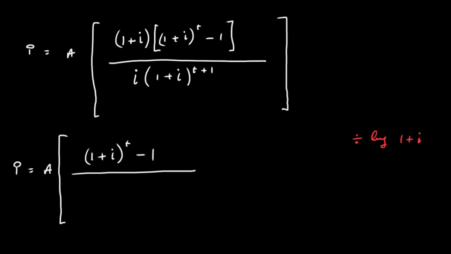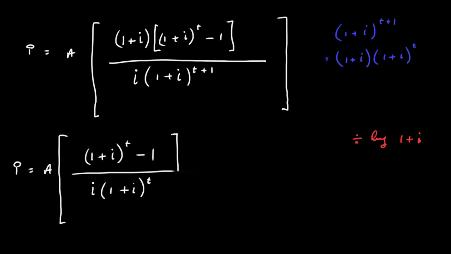Now remember that 1 plus i to the power of t plus 1 is just 1 plus i times 1 plus i to the power of t. They're the same thing. You just add the two powers here as we did earlier. So if I divide this by 1 plus i, this 1 plus i will disappear, and cancel if you like, and we'll just end up with 1 plus i to the power of t. So what we'll end up with on the bottom is i times 1 plus i to the power of t. Okay, so let's just finish this off then.